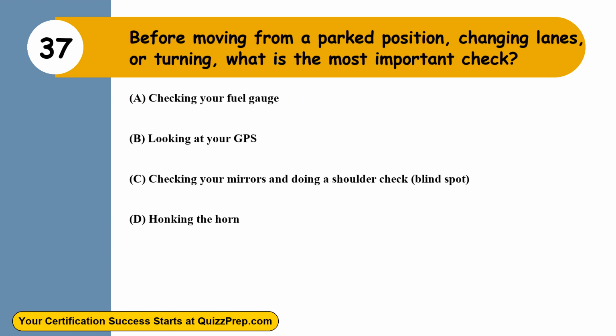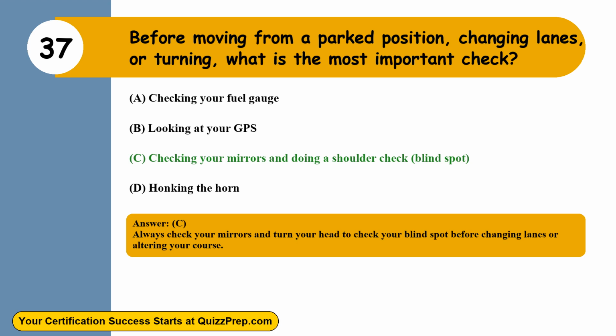Question 37. Before moving from a parked position, changing lanes, or turning, what is the most important check? Option A, checking your fuel gauge. Option B, looking at your GPS. Option C, checking your mirrors and doing a shoulder check, blind spot. Option D, honking the horn. The correct answer is option C, checking your mirrors and doing a shoulder check, blind spot. Always check your mirrors and turn your head to check your blind spot before changing lanes or altering your course.